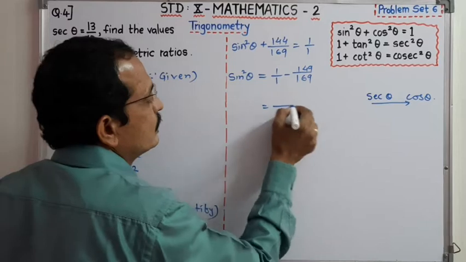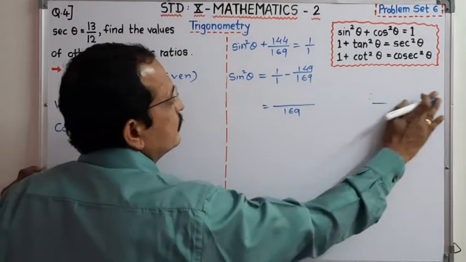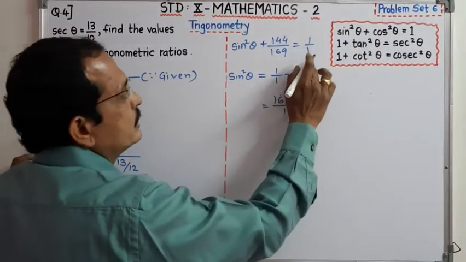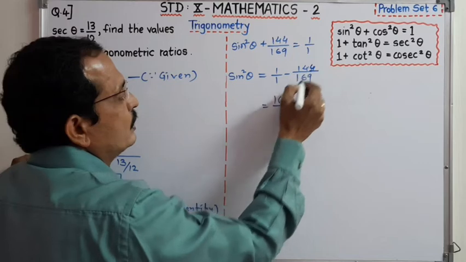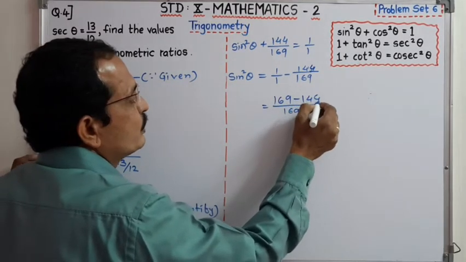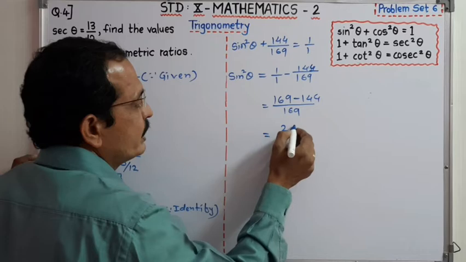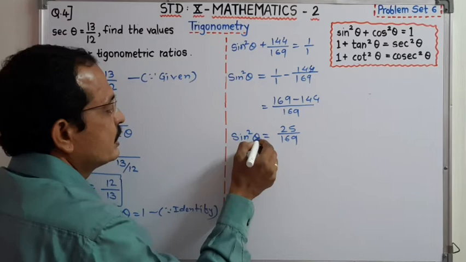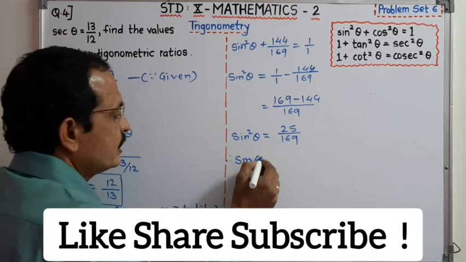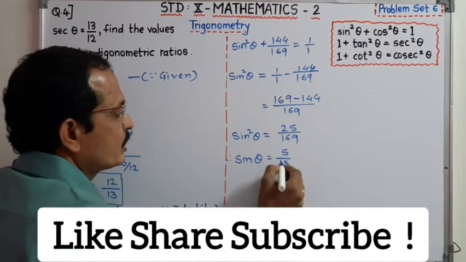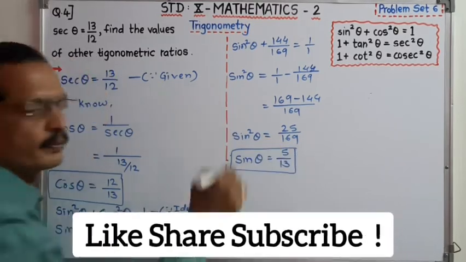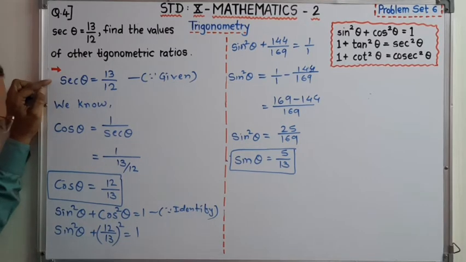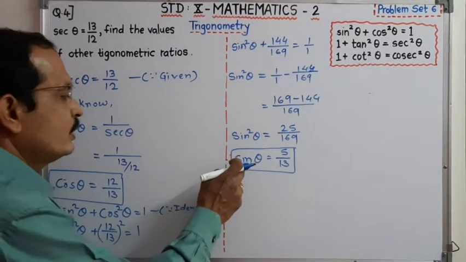Now see dear student, 169 minus 144, then here it is 25 upon 169, it is sine square theta. Therefore dear student, sine theta is equal to 5 upon 13. Got it? We are given sec theta, we found cos theta, we found sine theta.